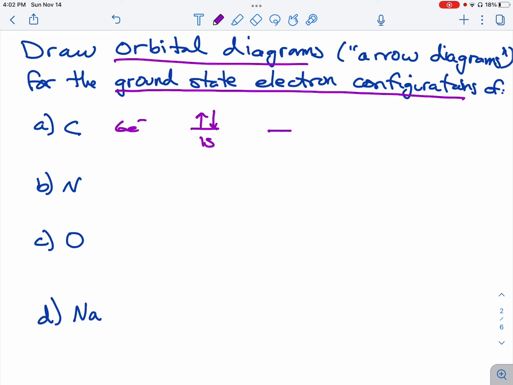The next orbital higher in energy is the 2s, so it's going to have 2 electrons. But the next orbital above that are the 2p orbitals. And again, with p's, there's always 3 of them. And these orbitals all have the same energy, which means they're all equal in energy. The technical term is degenerate.